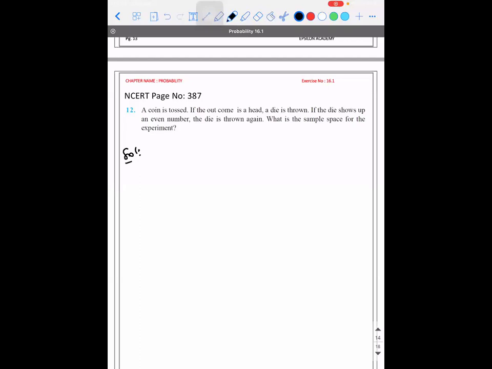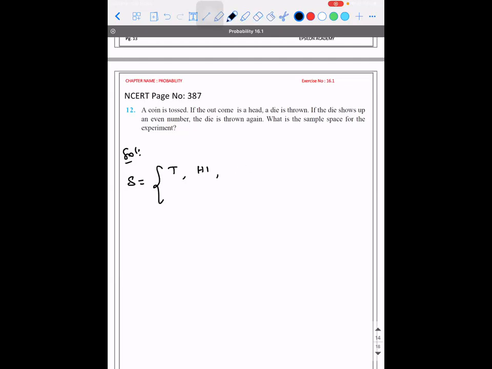So a coin is tossed. If the outcome is head, a die is thrown. If the die shows up an even number, then a die is thrown again. What is the sample space for the experiment? If you get a tail, nothing is done, you will leave it. If head comes, then what is done? H1, H2, H3... so H1, then H2 with 1 to 6, H2,1 to H2,6.